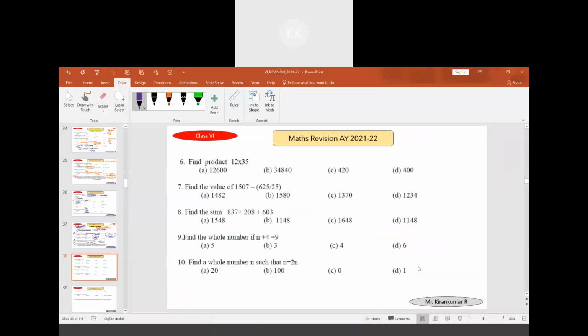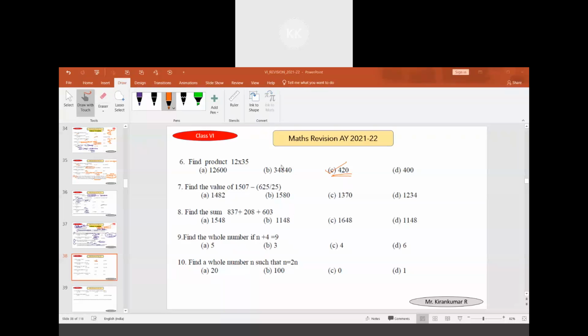Find the product. 12 times 35. 12 times 5 is 60, 12 times 30 is 360, plus 60. It is 420.